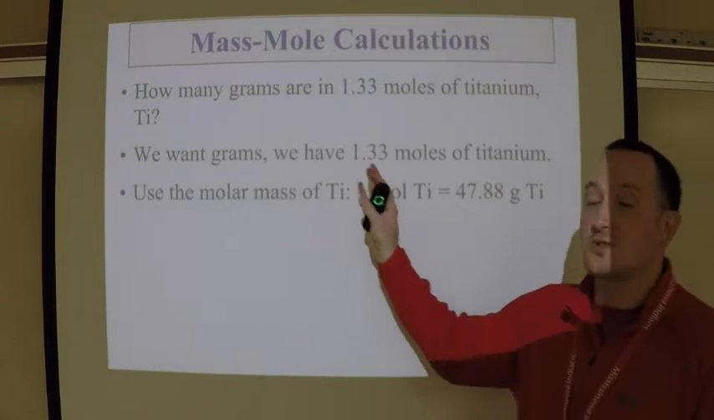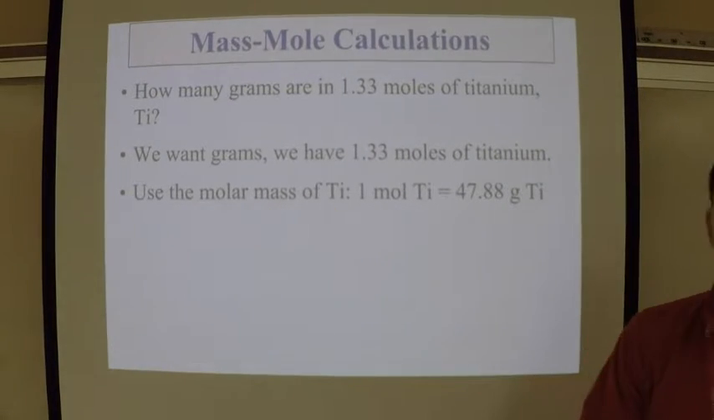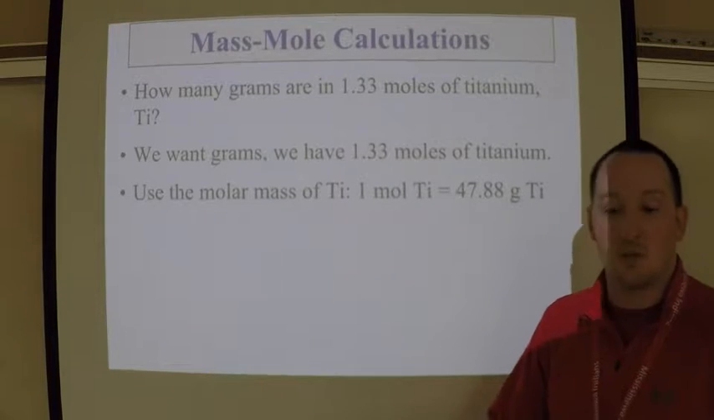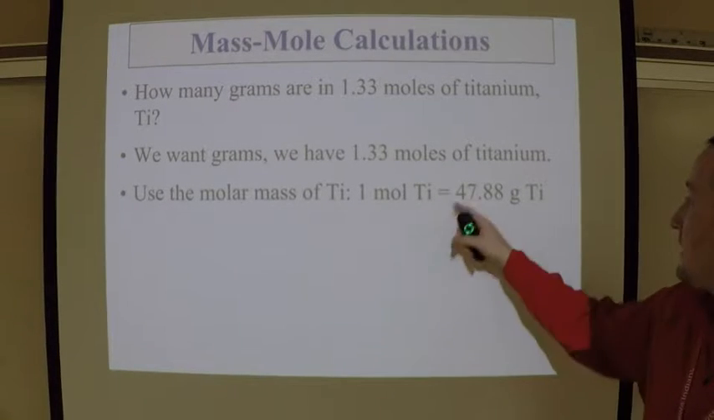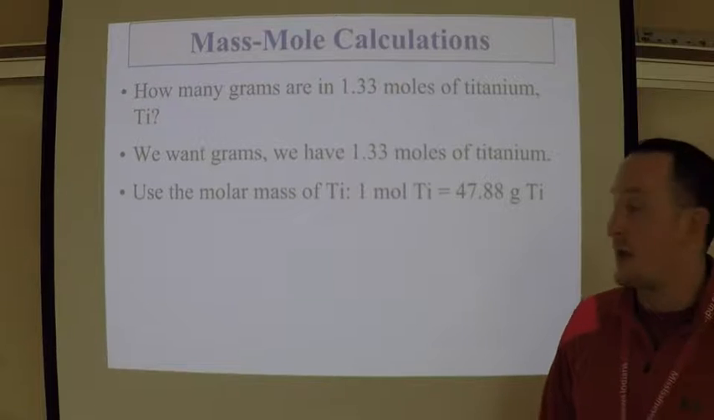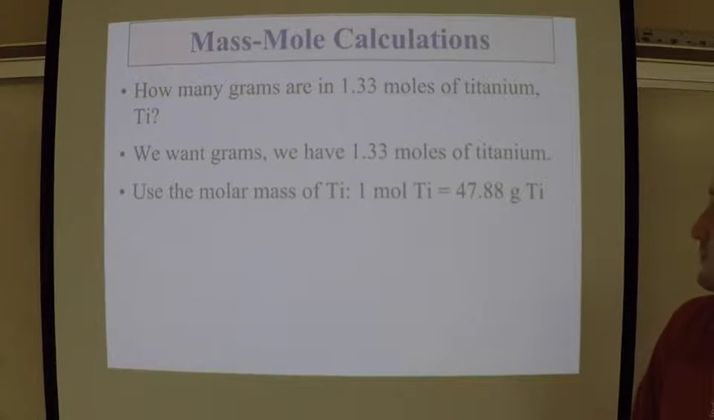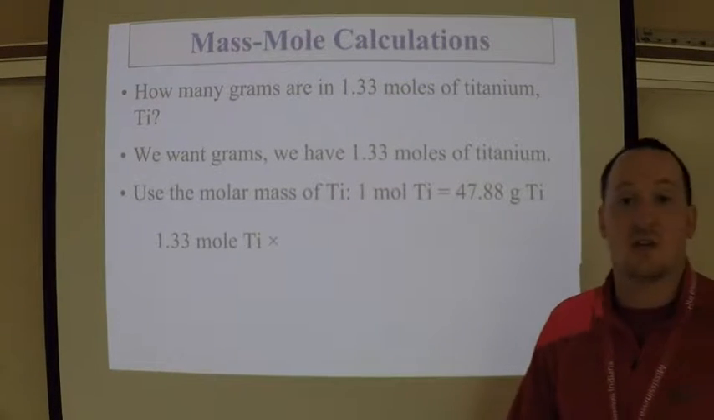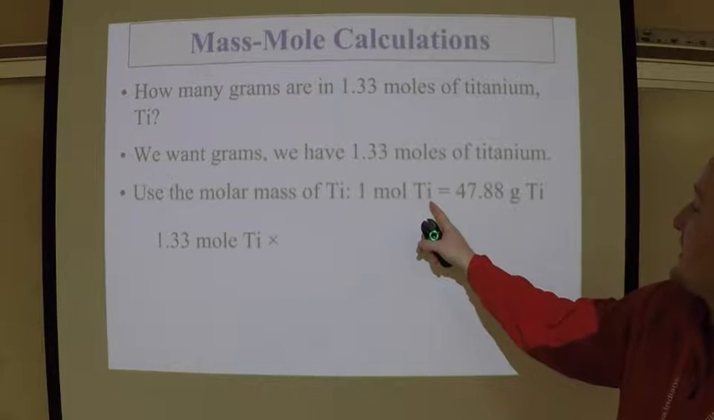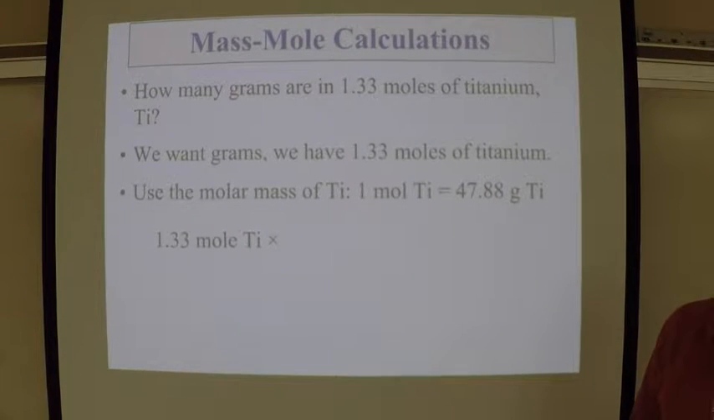So we're going to use the molar mass of titanium. So we'd look on our periodic table. Because titanium is just an element, I would just look below titanium. Its molar mass is 47.8 grams per mole. So I'm going to use that conversion. I know 1 mole of titanium is equal to 47.8 grams.